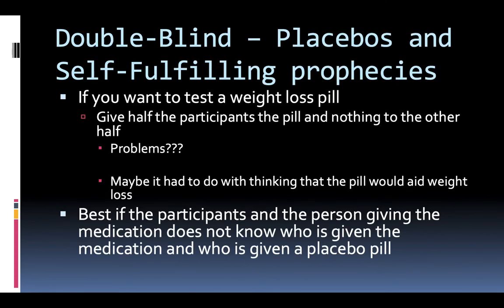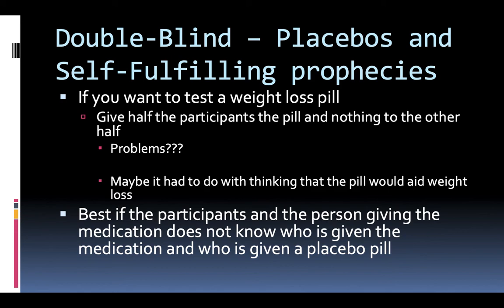Now, when we're doing a study, we have to be careful of a couple things, namely placebo effect and the self-fulfilling prophecy. So let's say we want to test a weight loss pill. And let's say we have 50 participants. We give 25 of them the weight loss pill and the other 25 get nothing. What problems do you see with this?